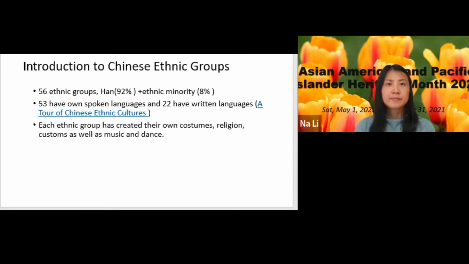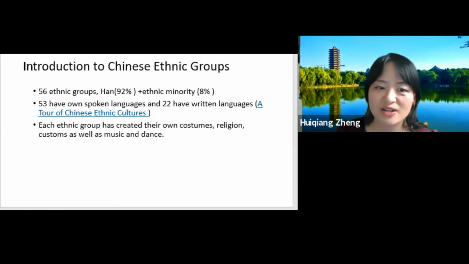First, China has been a united multi-ethnic country since ancient time. So Han is the largest ethnic group in China. In China, they comprise 92% of China's population. 55 minority groups make up the remaining 8% of the population. Of these minority groups, 53 have their own spoken languages and 22 have their own written languages. Each ethnic group has created over time their own costumes, religion, customs, as well as music and dance.